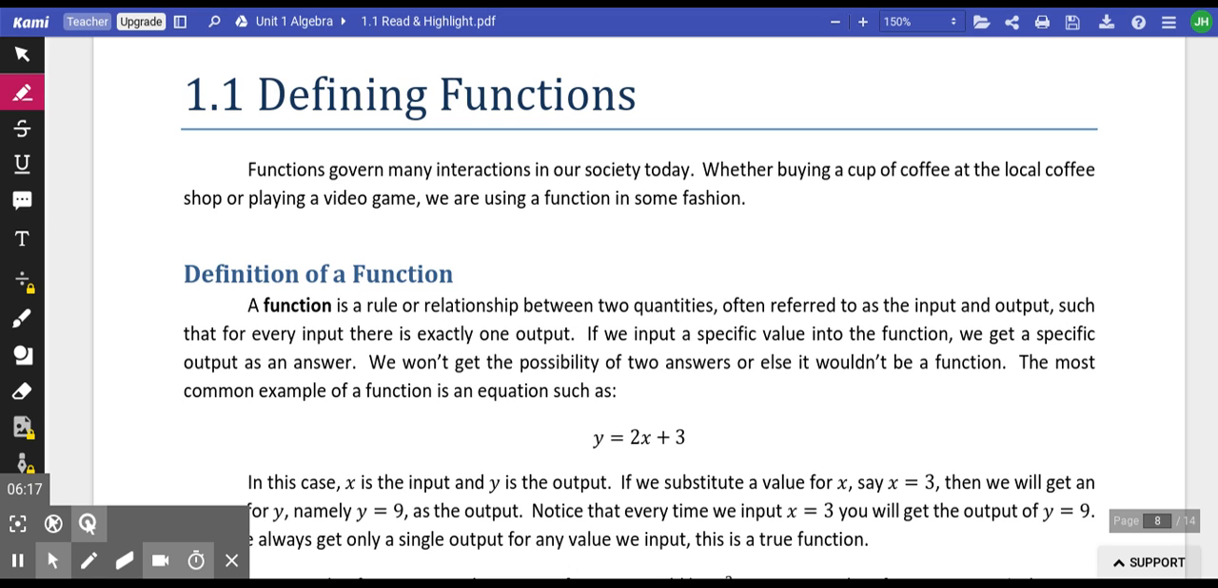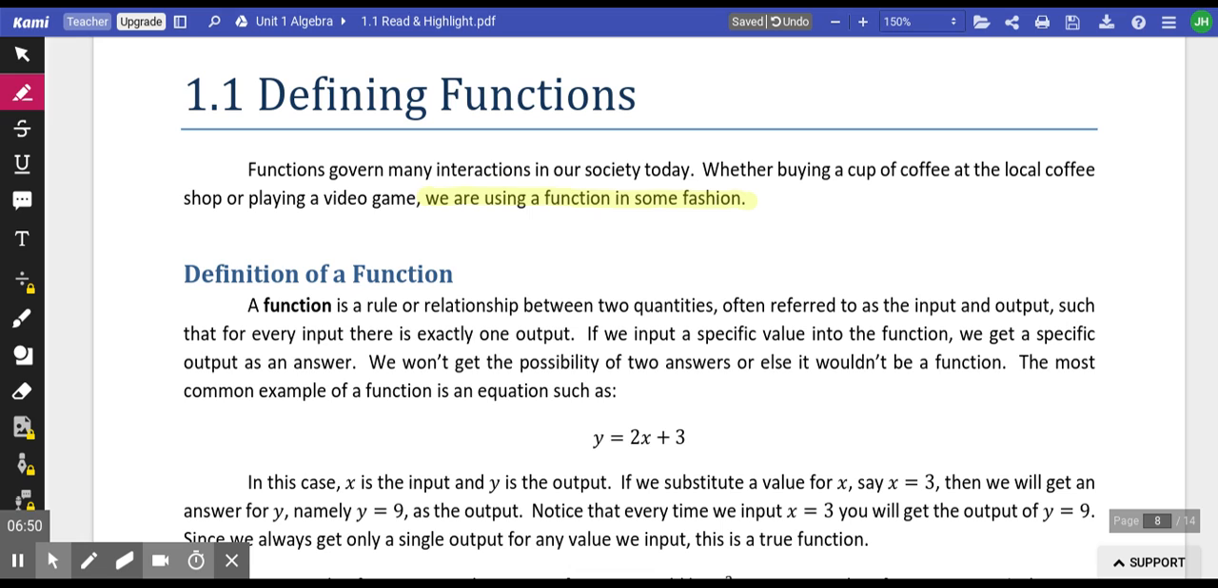Functions govern many interactions in our society today. Whether buying a cup of coffee at a local shop or playing a video game, we are using a function in some fashion. The only thing I'd say there is we are using a function in some fashion. And that's not a real big one. It hasn't even started to tell us what a function is, but that first 2-sentence paragraph is just saying, hey, functions happen all the time.